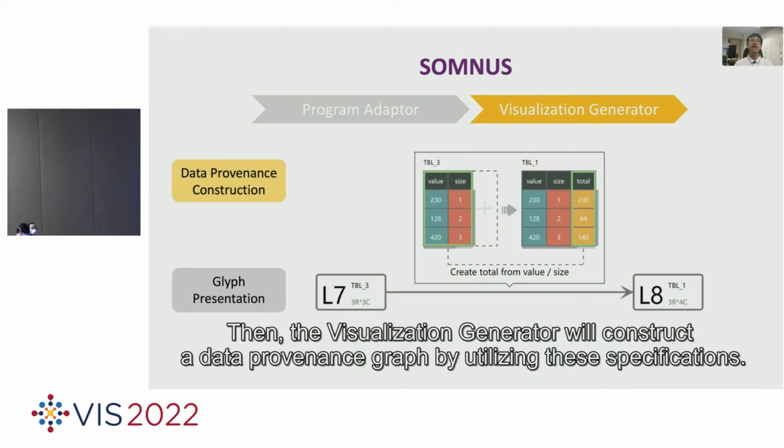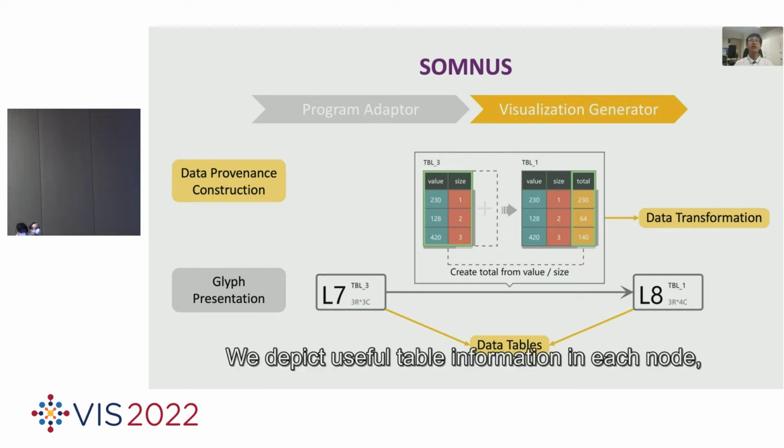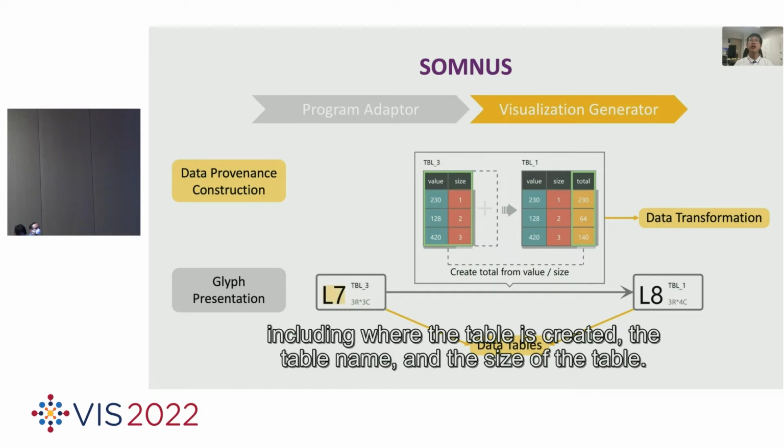Then, the visualization generator will construct a data provenance graph by utilizing those specifications. The nodes of the graph are data tables, and the edges are data transformations. We depict useful information in each node, including where the table is created, the table name, and the size of the table.